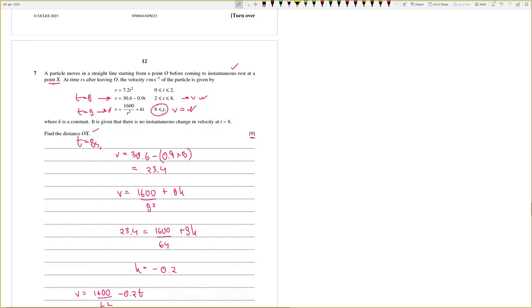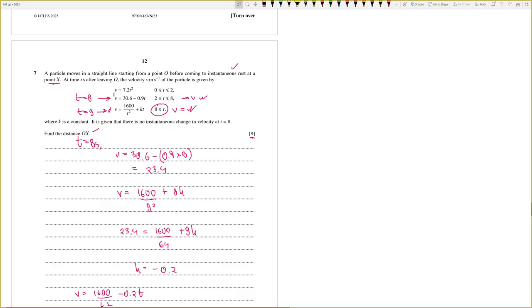What does that mean? You know that there are 3 phases. The second phase is from 2 to 8, and the third phase is from 8 onwards. So look, phase 2 and phase 3 have a common point, which is t equals 8. Since there is no instantaneous change in velocity, the final velocity of the second phase will be equal to the initial velocity of the third phase. That's what it means. Okay, so we're going to exploit that fact.